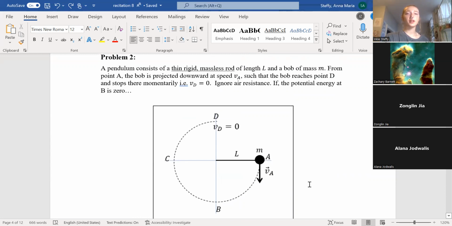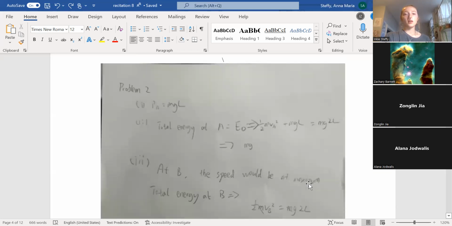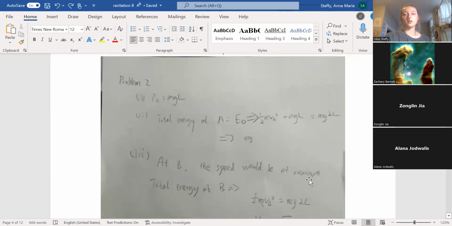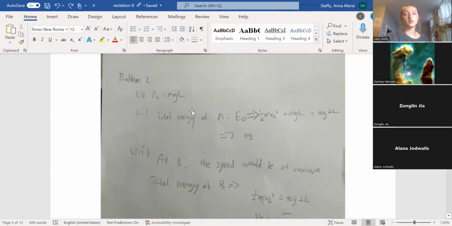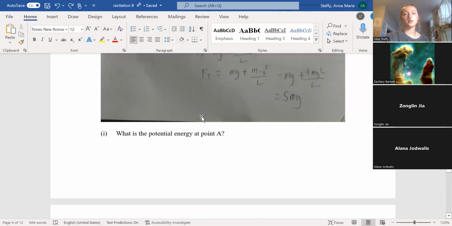mass M. From point A, the bob is projected downward at a speed of VA, such that the bob reaches point D and stops there momentarily. The velocity at D is 0. Ignore air resistance. If the potential energy at B is 0, and problem 1, we have momentum is mg, mgL, yeah.